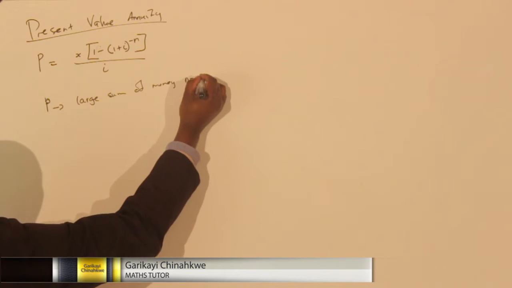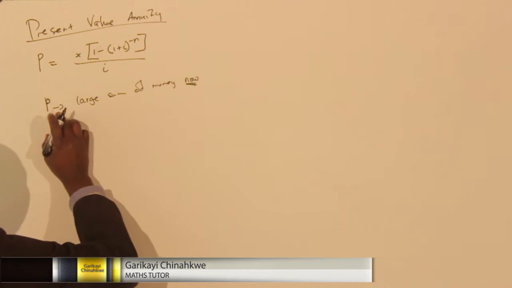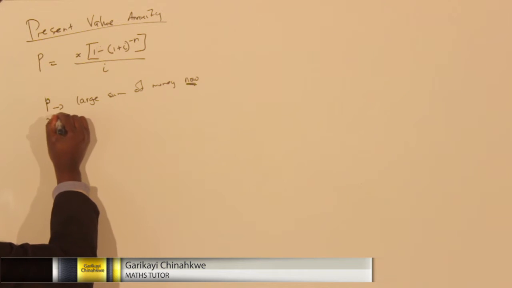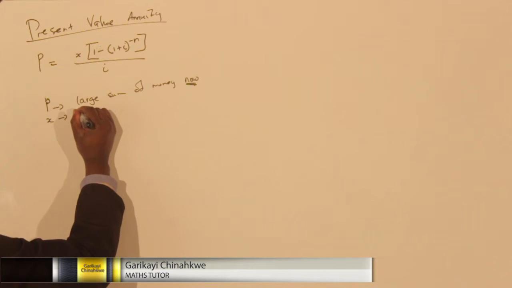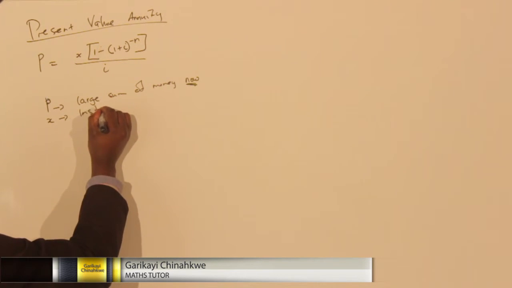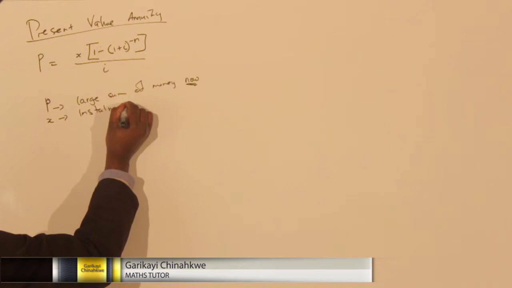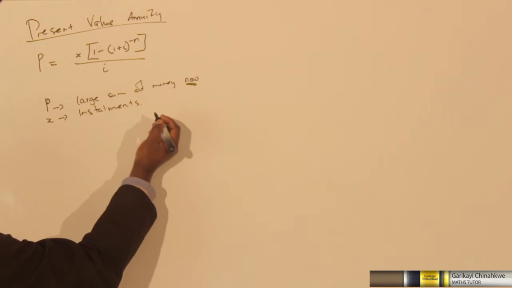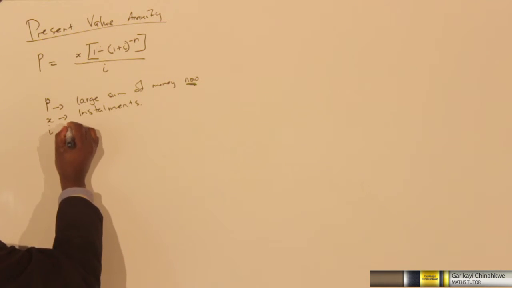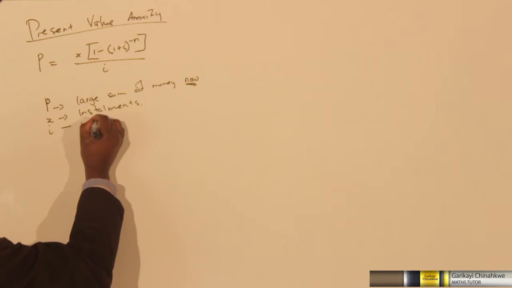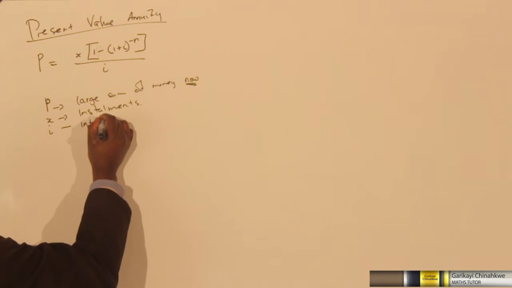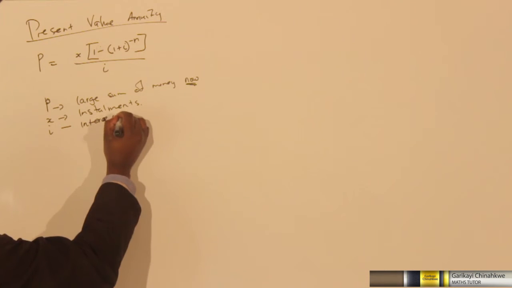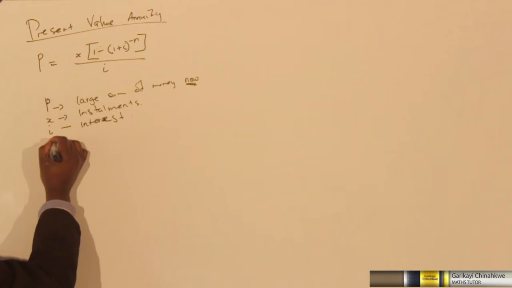Now, okay, that's the reason why they say present value. Then X, that's the installment, whereby you're paying maybe every month or quarterly or yearly. Then I is the interest rate. It is the interest. And then N, it is the period.